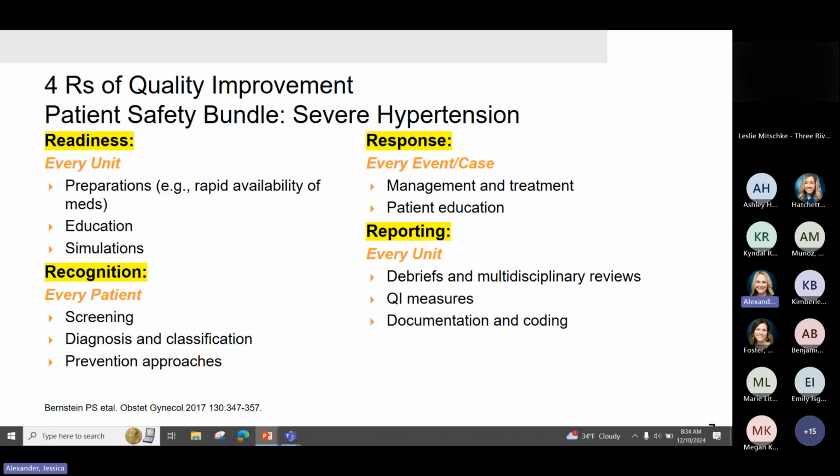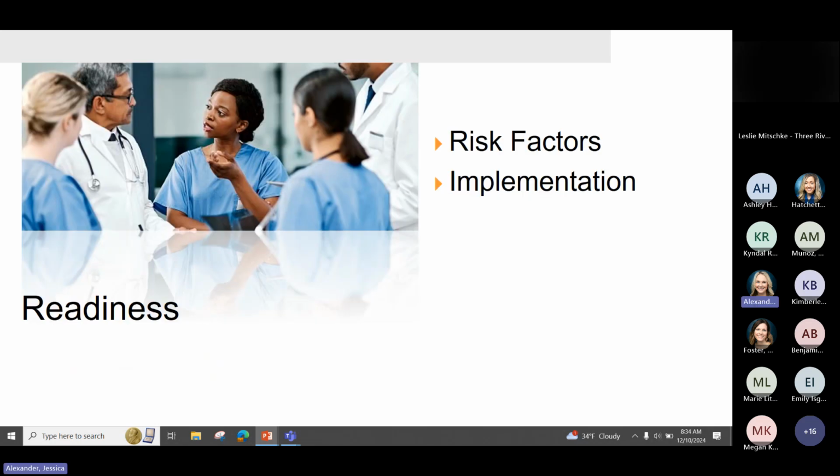In readiness, every unit should have preparations of rapidly available medications, which has been an obstacle sometimes in hospital settings. Education for staff as well as patients. Simulation is very important. You have to be able to recognize the patients that are at risk, whether it's screening, diagnosis, and classifications, prevention approach. Response, every event and case, management, treatment, patient education, and then even reporting with debriefs, QI measures, and documentation. So first, readiness, risk factors, implementation.